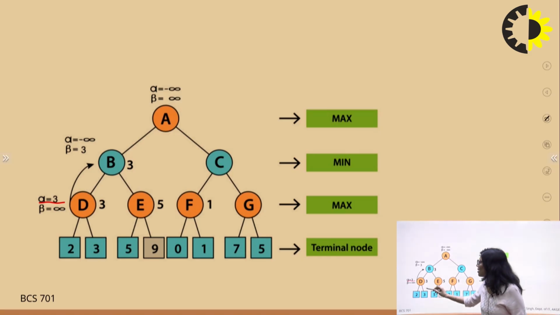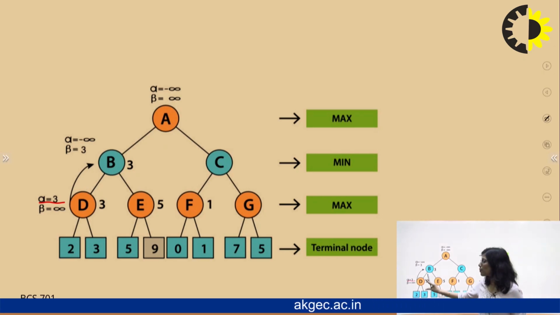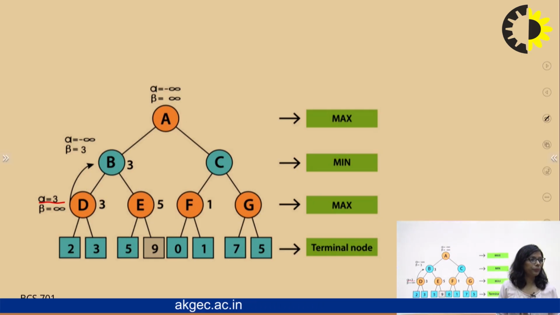Now, similarly, I will move over here. Here, the value of beta will become 3. Why? Because this is my min node, and here the value of beta will be updated. Now, the value of beta will be 3 from this because I have explored only one set. So, here the value will be right now 3. Okay. Now, what happens?